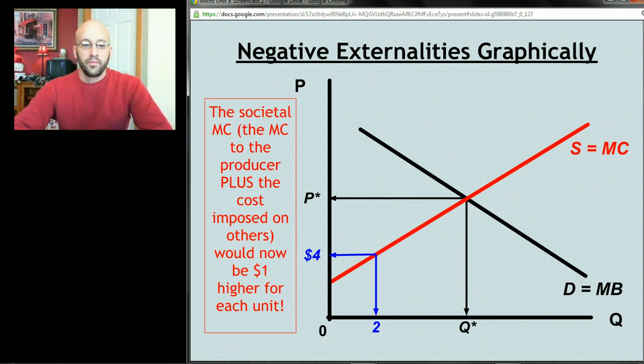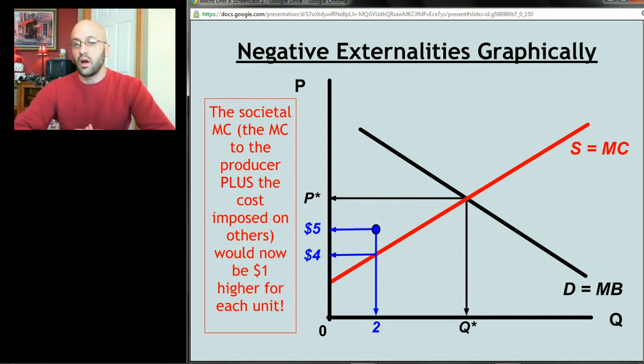Alright, so if cigarettes impose $1 worth of health costs onto others, then the societal marginal cost, which you can think of as the marginal cost to the producer plus the cost imposed on others, in other words, the total cost involved of cigarettes, would now be $1 higher for each unit produced.